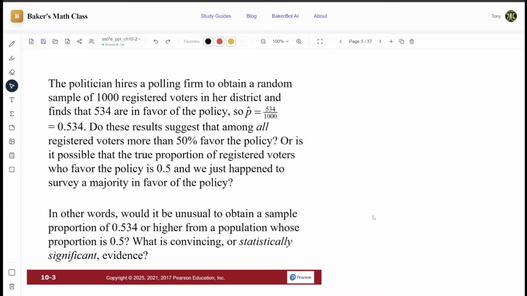we're assuming that most policies are like a 50-50 split. So a lot of times they'll use that as their null hypothesis. In this case, they got their data set as the actual favor is 0.534, so 53.4%. The question is, is that statistically significant? Is that different enough that we're going to make the claim that it's probably not a 50-50 split? It probably is higher than that.